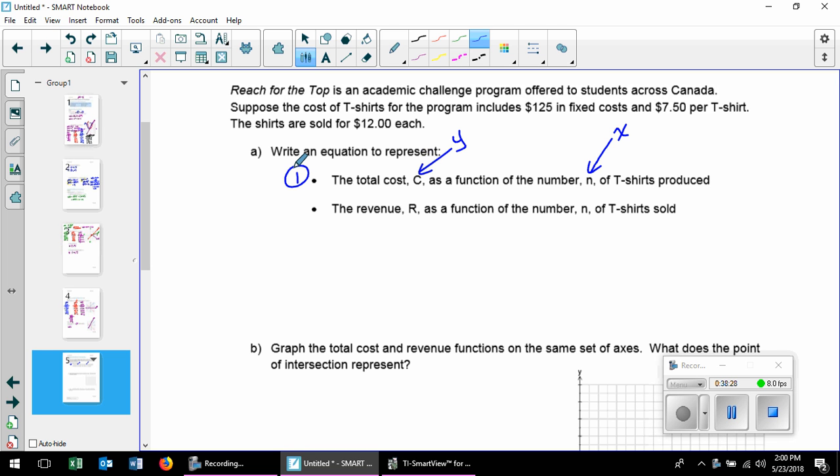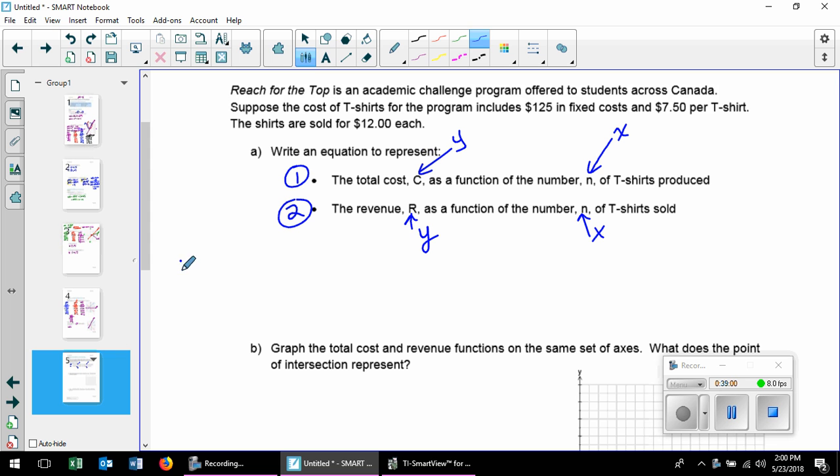The next is we're doing revenue. So what's R? Is R my independent or my dependent? So revenue as a function of the number n. So n is my independent, R is my dependent. Okay? So this would be equation 2.